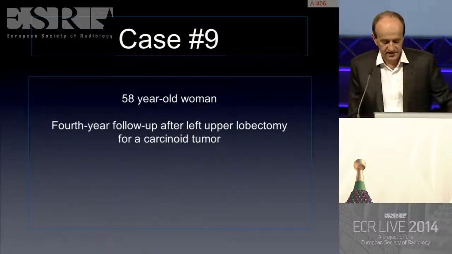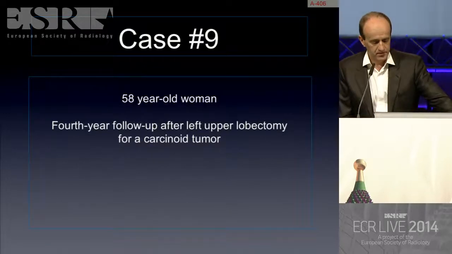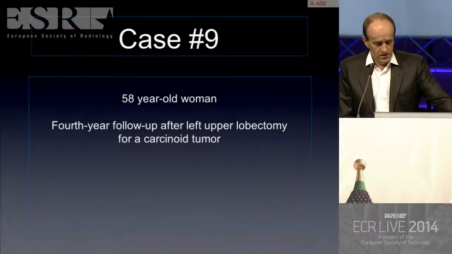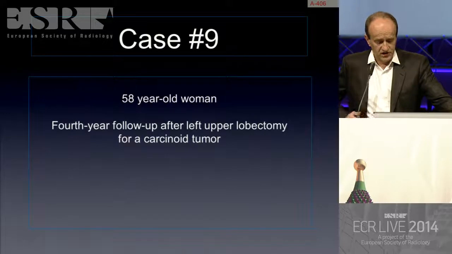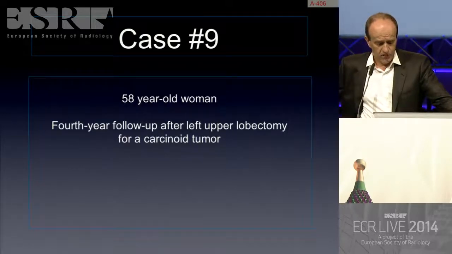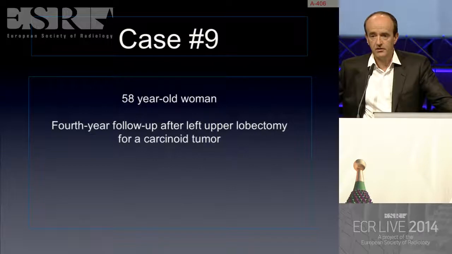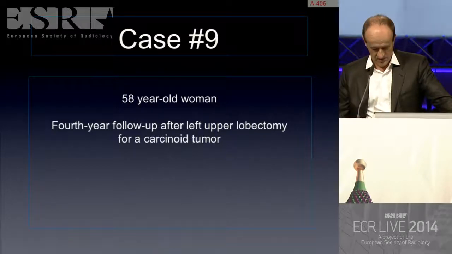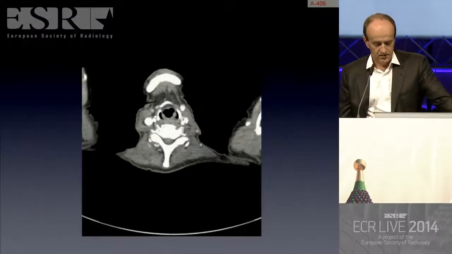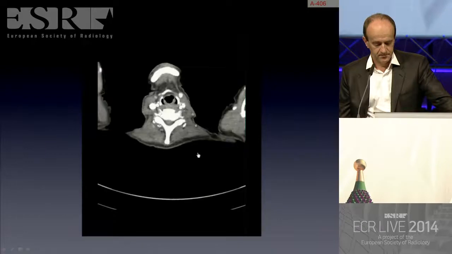Next case is a 58-year-old woman. She had upper lobectomy for a carcinoid tumor 4 years before, and she undergoes control CT. And this is a case of missed lesion on CT. Let me show you the axial slices.